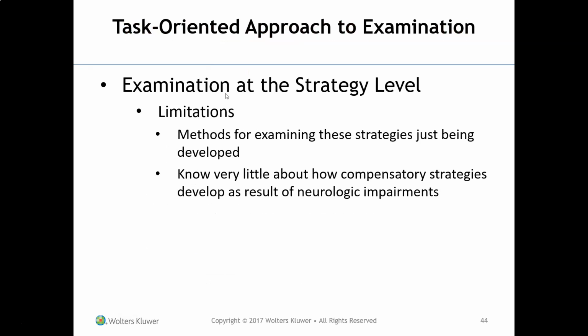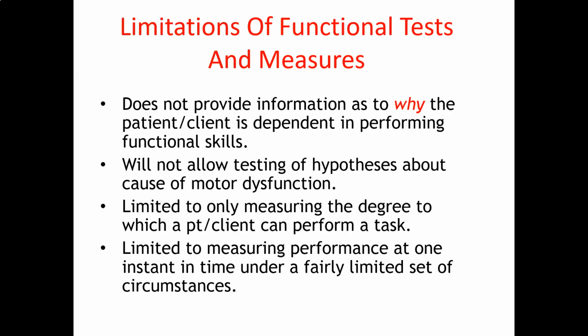So again, examination at the strategy levels, there are limitations. The methods for examining these strategies are just being developed. We know very little about how compensatory strategies develop as a result of neurological impairments. So just because a patient can go from A to B, we're yet to determine all the compensations that can occur at the neurological level. It's very difficult. Brain injury is not easy. Anything neurological is not easy because everyone is so different.